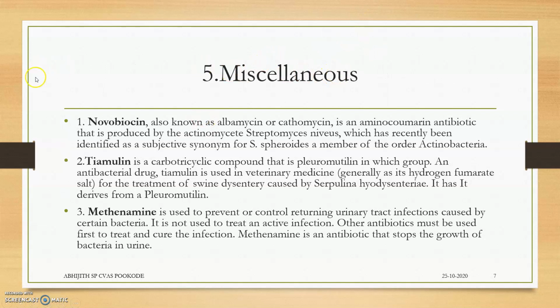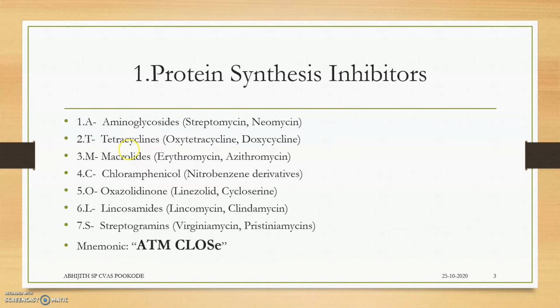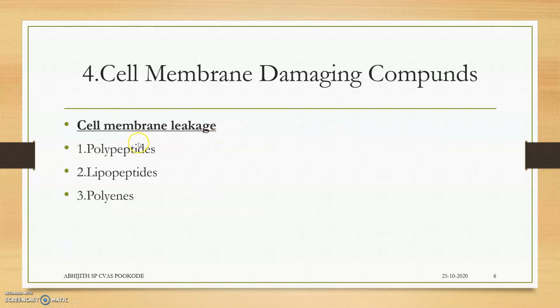The miscellaneous agents are novobiocin, tiamulin, and methenamine. These are the other three drugs mentioned in the MSVE 2016 curriculum in pharmacology. All other drugs come under these categories. So these were the other three drugs.